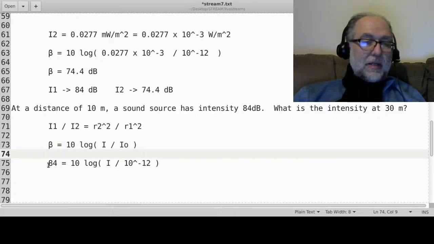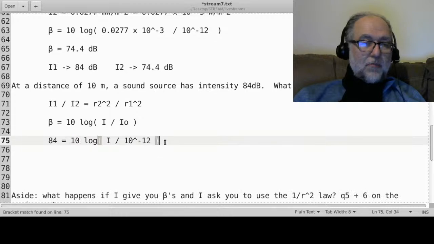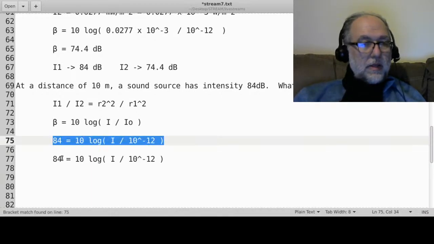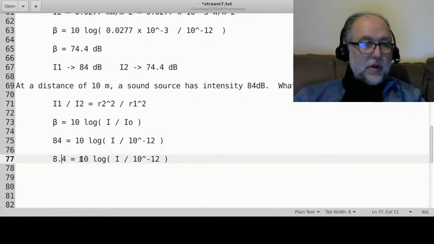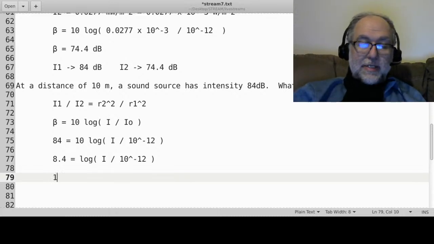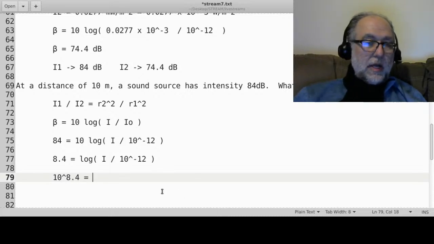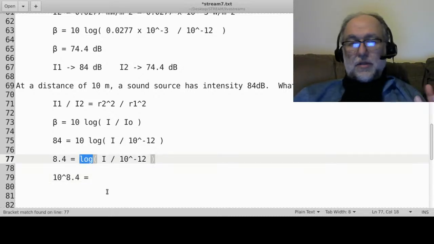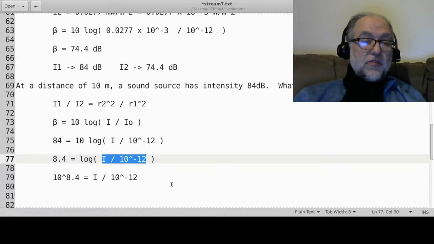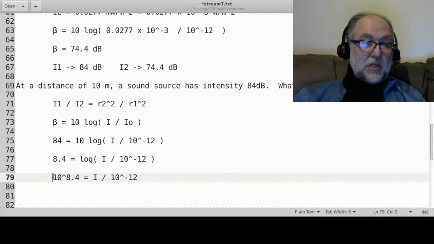Well, I plugged in for beta, I plugged in for I, and now what? Well, there's a 10 in front, so divide both sides by 10. So this is going to become 8.4, like that. And then you have to exponentiate both sides. So not 8.4, but 10 to the exponent 8.4 is going to equal, and the exponentiation undoes the log. They're inverse functions of one another. Just like the tangent and inverse tangent are inverse functions, log and exponentiation are inverse functions.